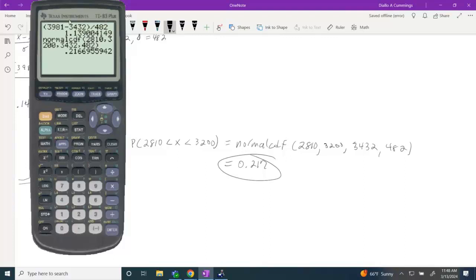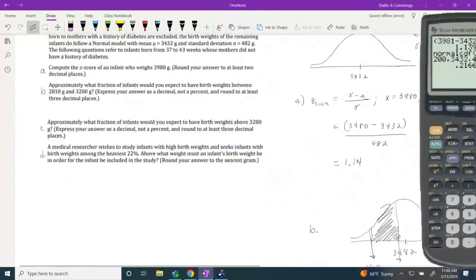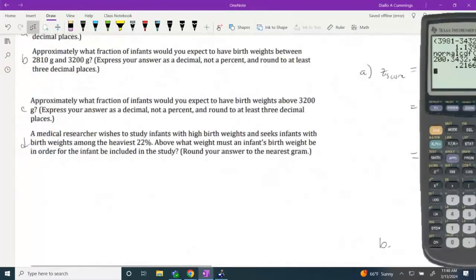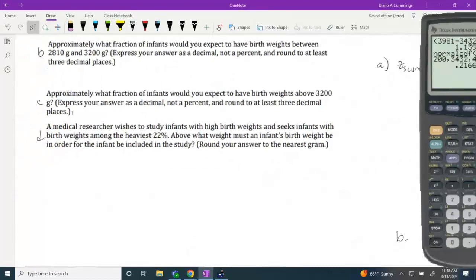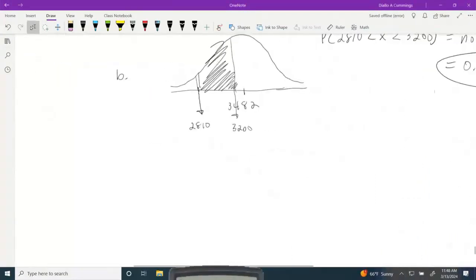All right, if we take a look at C. C says approximately what fraction of infants would you expect to have birth weights above 3,200? Express the answer as a decimal rounded to 3 decimal places. All right, so I'm going to sketch out this region as well. So we want birth weights above 3,200. So this is C.